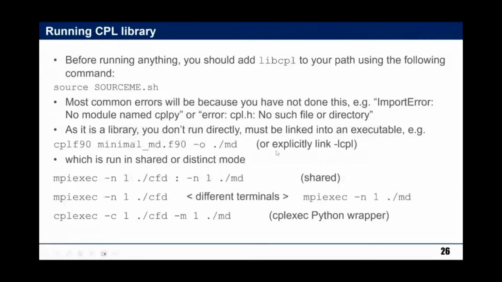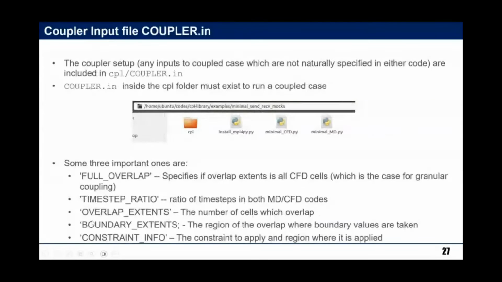You then need to compile the code, linking explicitly into this coupler library. And so CPL F90 or CPL C++ are helper functions to do that, or you can link the shared library manually. And then you need to either run it in shared mode with this semicolon, so that's the CFD and MD together, or you open them in two separate terminals, you run them separately, and they merge together using that port linking system. In Gavin's examples, he'll talk about how you do that with the run script on Archer. And there's also another helper function in Python that lets you do that.